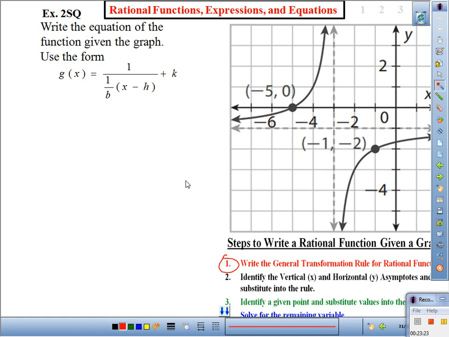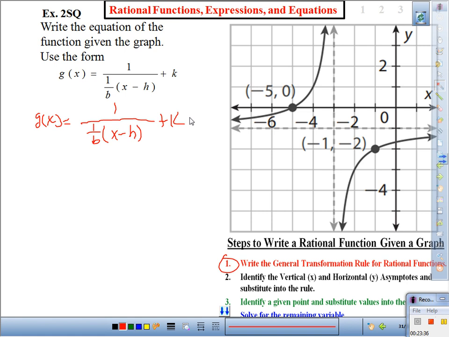Step 1, write the general form that they give us. So it's g of x equals 1 over b times x minus h, plus k. Step 2, identify and substitute the asymptotes, vertical and horizontal. Here's my vertical. What is my vertical x value? Negative 3. And my y value? Negative 1. So this is negative 3. This is negative 1. Do you guys see that from the dotted lines? Yes? Okay, good. Let me substitute those.